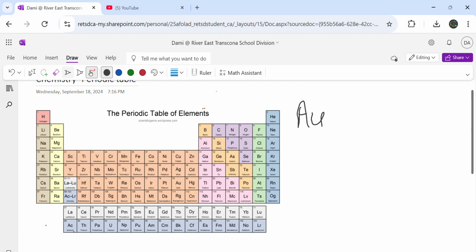Number 2. Which group of elements is known as the noble gases? Remember that one? 18. These are the noble gases. They are stable. They don't need to gain electrons, and they don't need to lose electrons. What is the atomic number of carbon? Atomic numbers are right here. The number right here. 6.